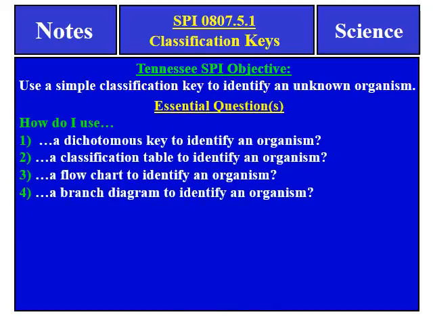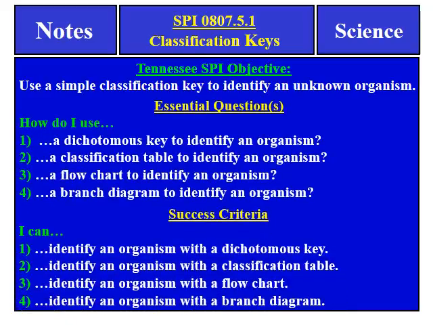So our essential questions and what we're actually learning today is how to identify an organism with a dichotomous key, a classification table, a flow chart, and a branch diagram. You'll know that you've been successful at learning this standard as we go throughout and we take exit tickets at the end of this. Some of the things we're going to do while we learn about this, not only just taking notes, but we are going to do some activities using these different types of keys in identifying true organisms and those fictitious ones.